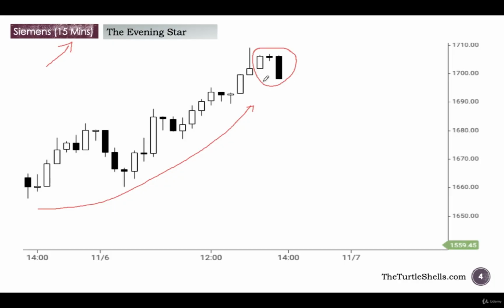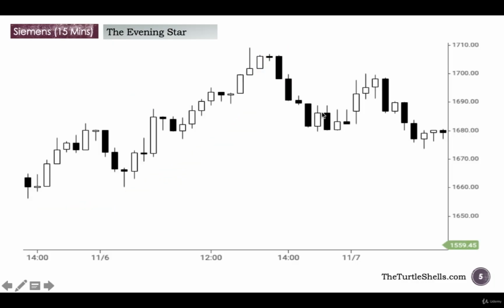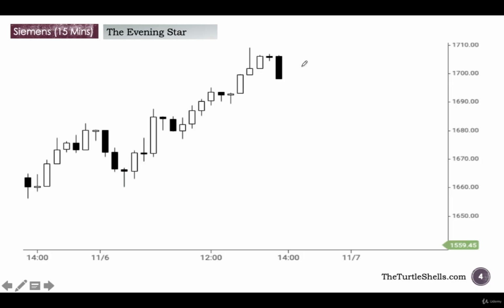First candle is a long white real body. Although I would have wanted this candle to be longer than it is right now, at least of this length. Okay? But nonetheless, it's a tall white real body. Then you have a small indecision candle, which represents confusion in the market or which breaks the prior trend. And the third candle is closing not just below the midway point of the prior white candle, but even below the opening of the prior white candle.